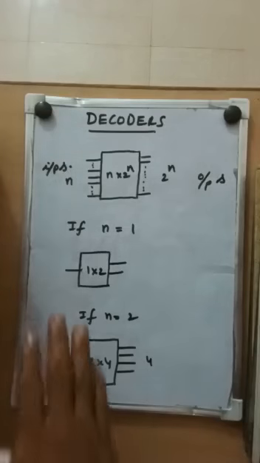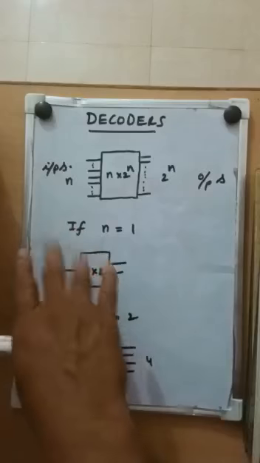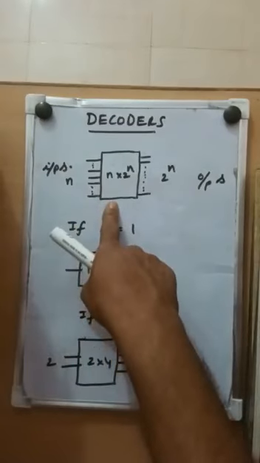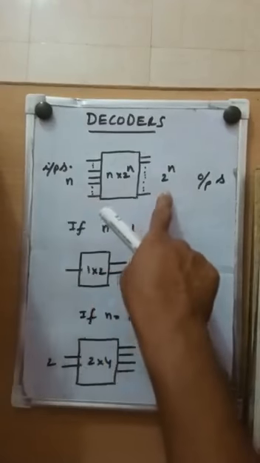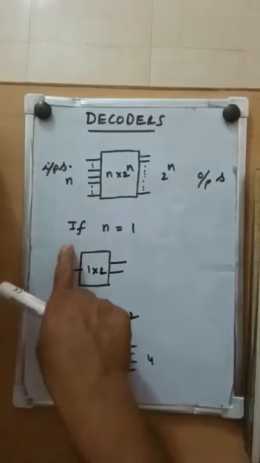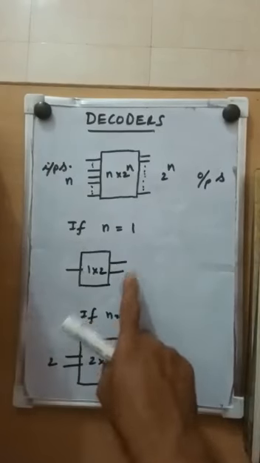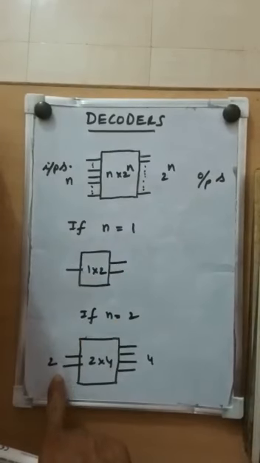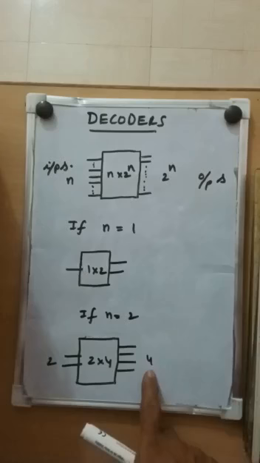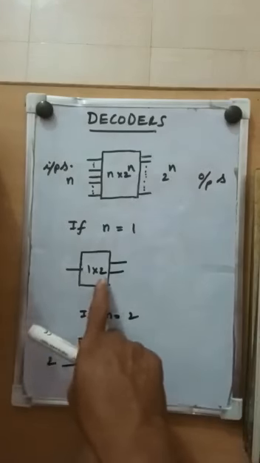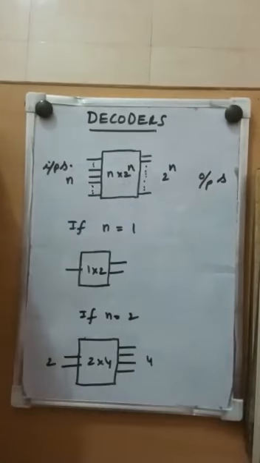Decode means it converts n number of inputs to 2 power n number of outputs. As seen in this block diagram, we have n inputs and 2 power n outputs. For example, if n is equal to 1, then there is 1 input and 2 outputs. If 2 inputs and 4 outputs are there, it's a 2 by 4 decoder. If it is 1 input, it's a 1 by 2 decoder. In general, it is an n to 2 power n decoder.